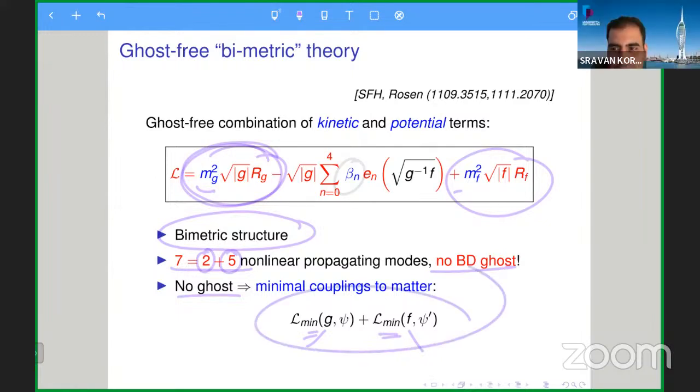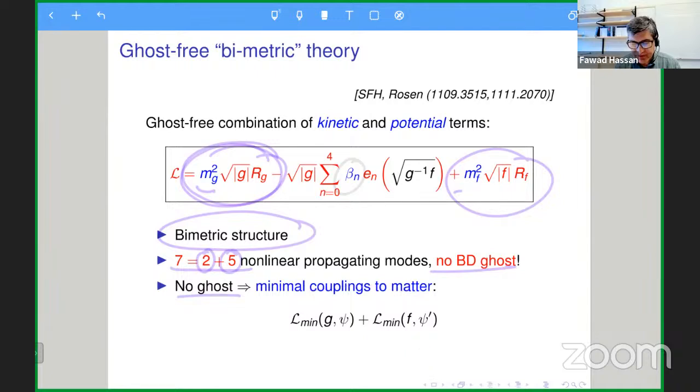Sorry, I have a question. Do we change the equivalence principle with these theories? Not the weak equivalence principle. The weak equivalence principle, which is about coupling gravity to matter, remains exactly the same. That's given from here. So the fact that matter moves on geodesics of a metric remains exactly the same.